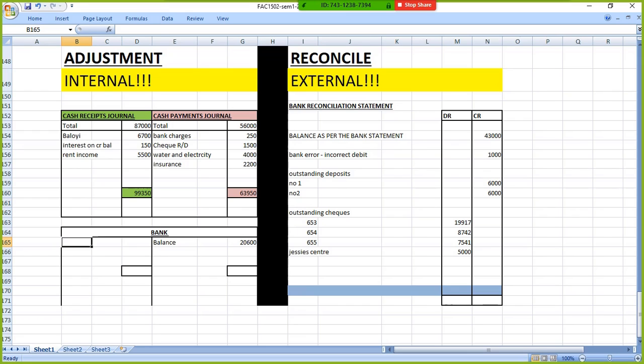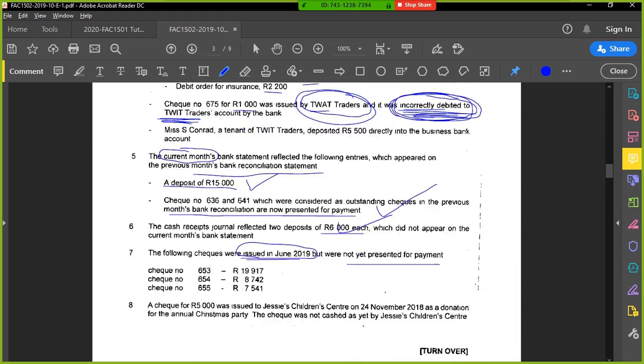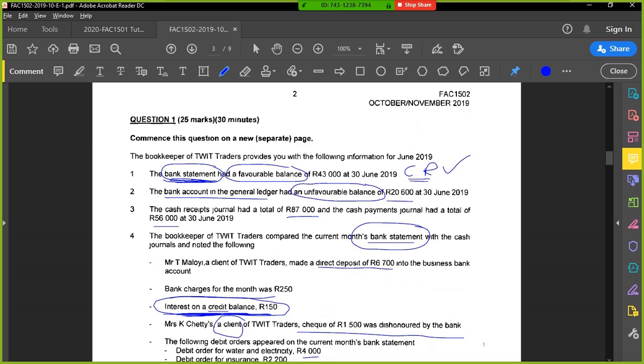Okay, receipts add to your bank. Payments decrease the bank. Where did you get that balance of 20600 from again? Oh, sorry. From the question, right? Okay, here. Fine, the bank. Thank you.